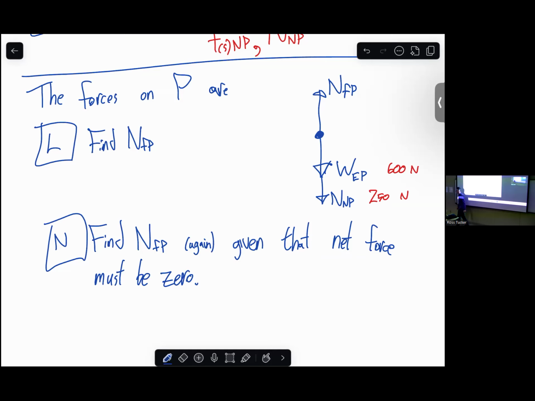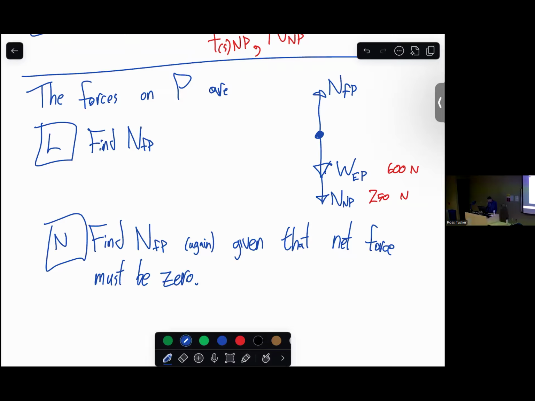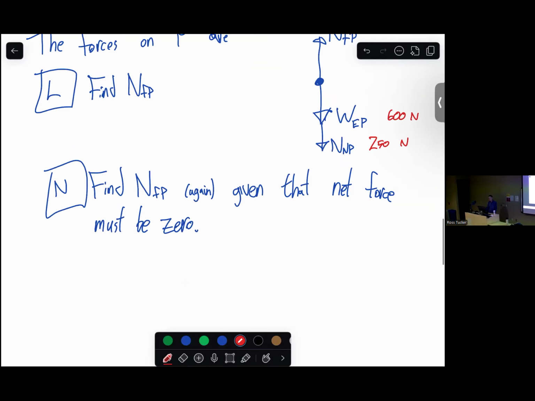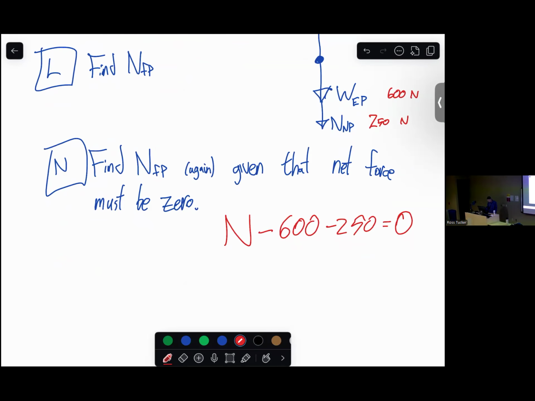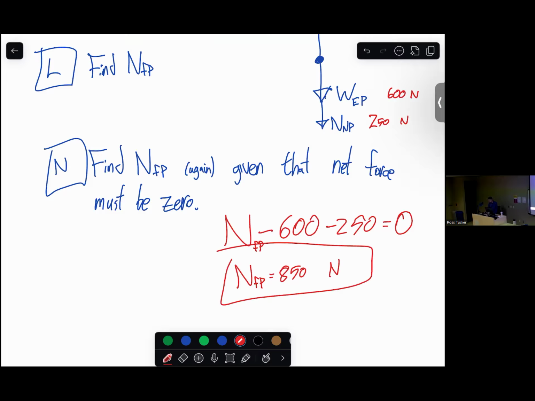Remember what net means. I add together the forces. Net means total. Ups are positive, downs are negative, as usual. So I have my unknown plus negative 600 plus negative 250. And what does that net equal to? It must be equal to 0. The correct answer is normal force is 850. Normal force of floor on professor must be 850 newtons. Okay. That's most people, but it's not all.